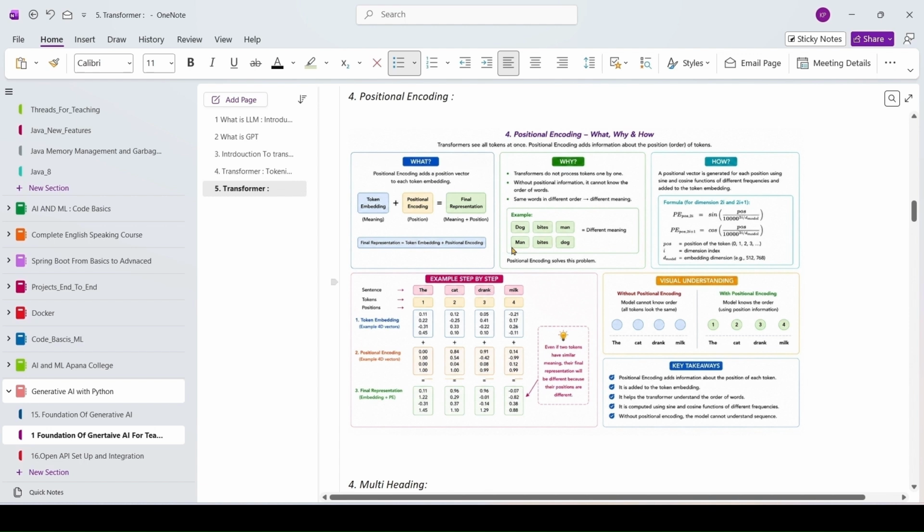In case of the second sentence, it adds the information like man is at position 1, bites is at position 2, dog is at position 3. So combining input embedding plus positional embedding, the final embedding is the one going to form. This final embedding knows the meaning of the word, the relationship between the words, and also the sequence of the words. So the model is now completely aware of the meaning of the words, the relationship between the words, and the sequence of the words.